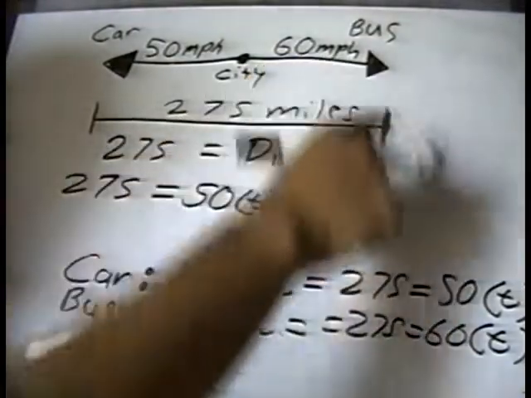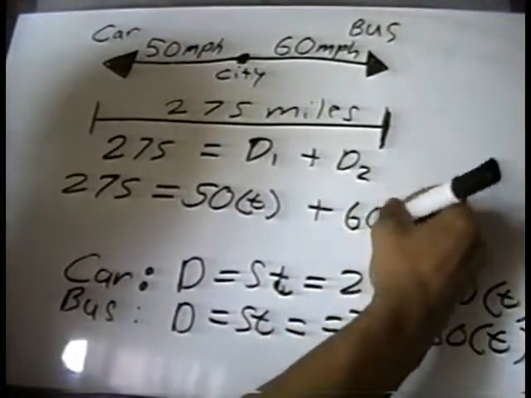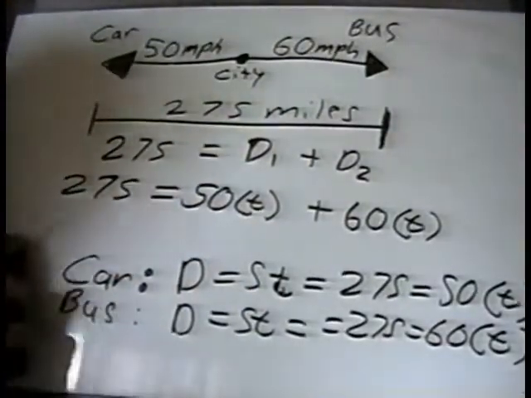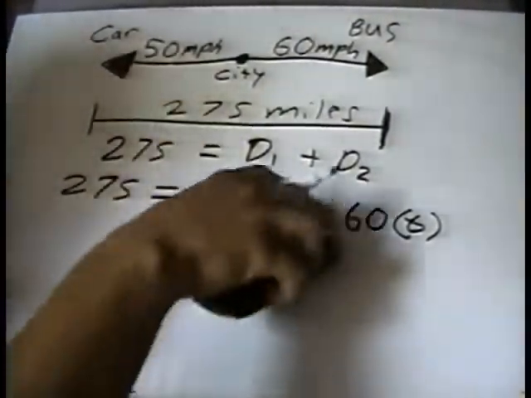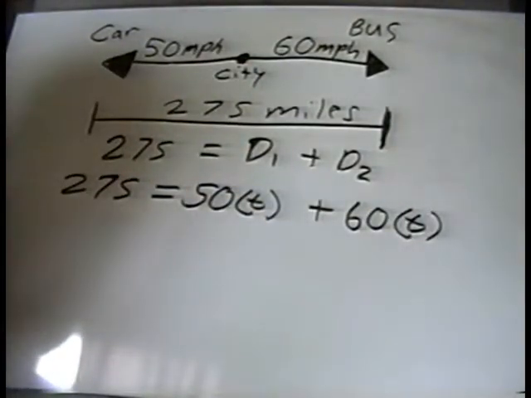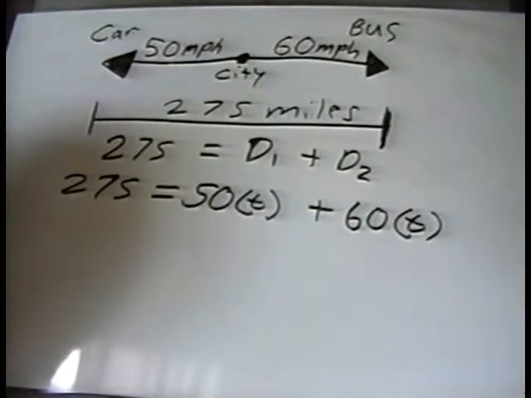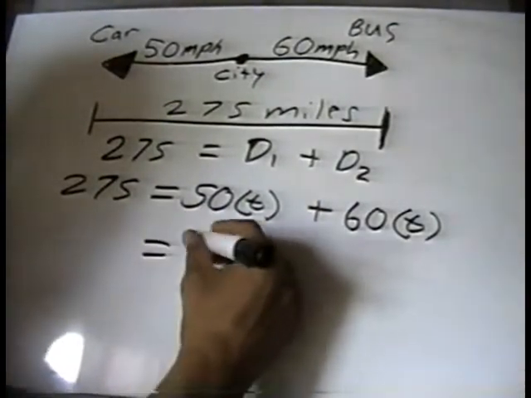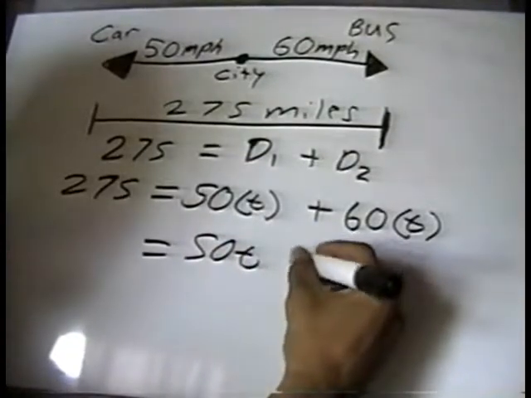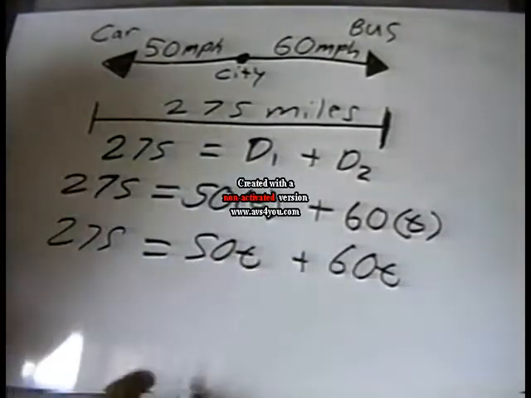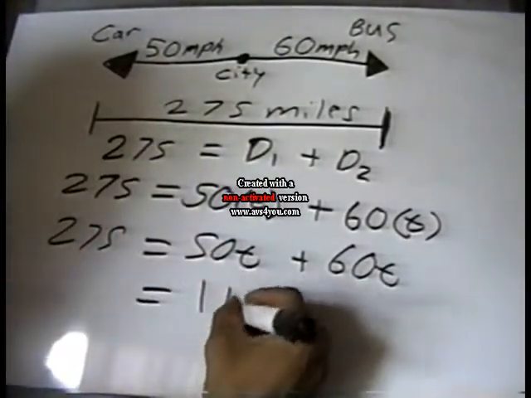So, we don't actually know the distances, but we know the formulas. So 275 equals d sub 1, which is 50 times t, plus d sub 2, or the distance by the bus, which is 60 times t. Okay, now we have our formula that we're going to find our answer with, which is this right here.